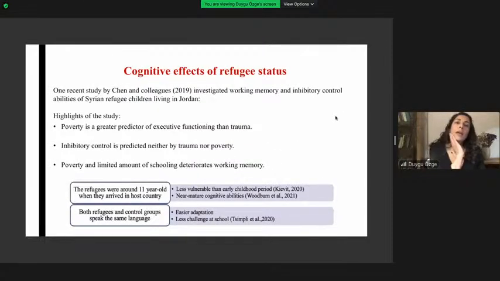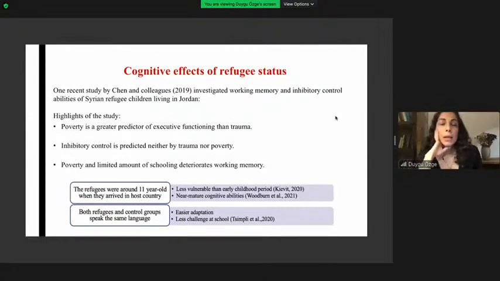So what kind of studies do we have so far? In fact, we have only one study, a recent one, investigating working memory and inhibitory control abilities of Syrian refugee children living in Jordan. So Jordan is a country that speaks Arabic. This study didn't find any negative influences of trauma. They found that poverty was a greater predictor of executive functioning than trauma. Okay, and inhibition, they said, was not predicted by trauma or poverty in this study.